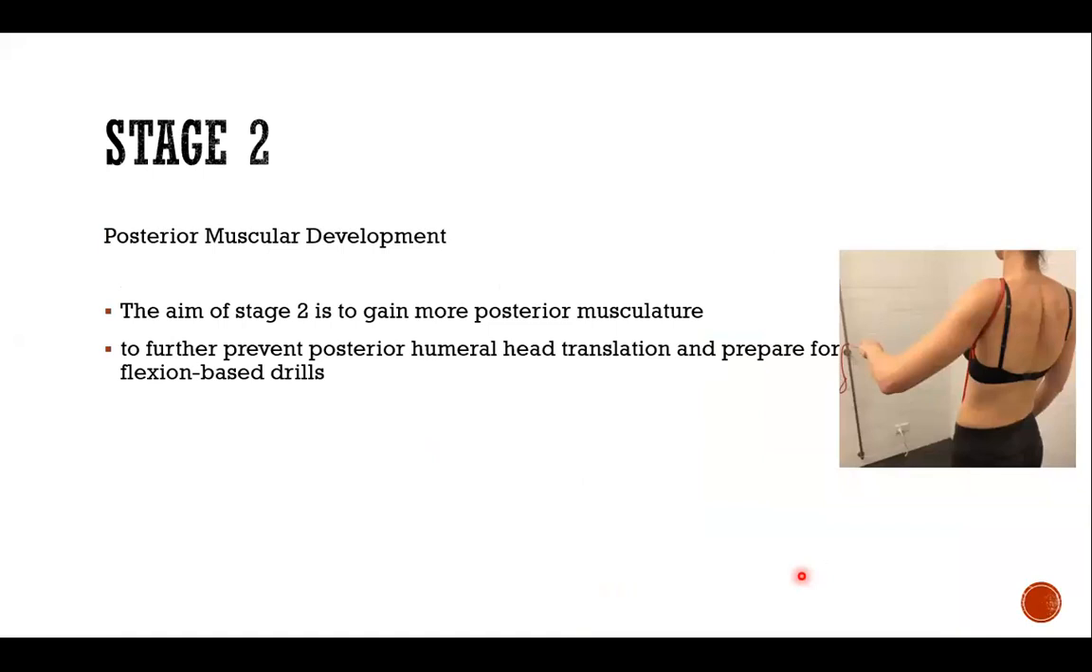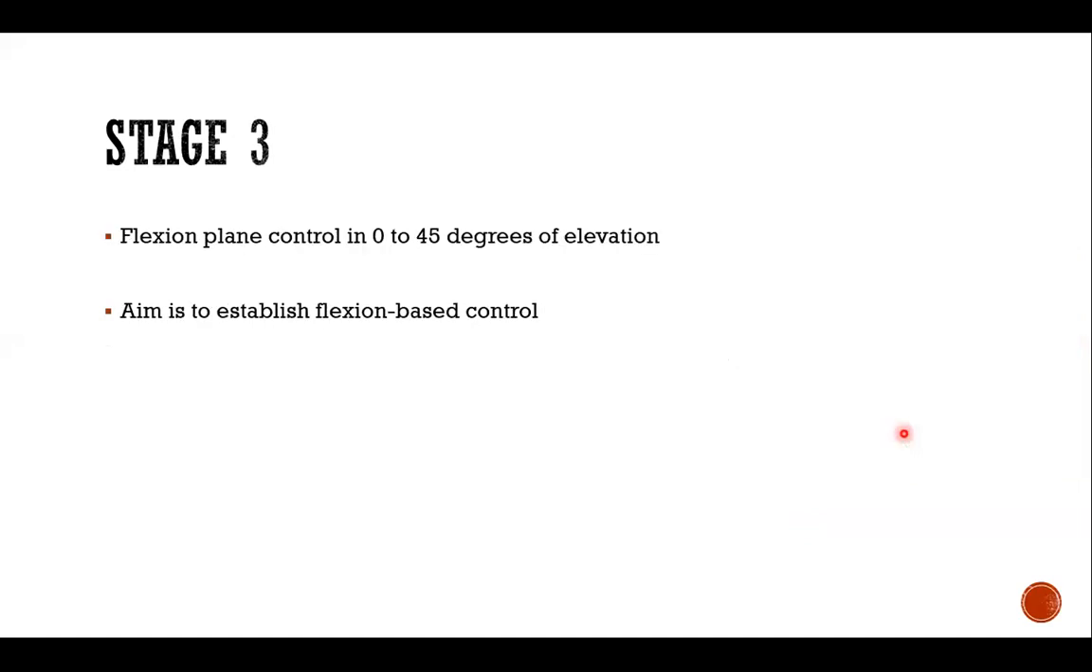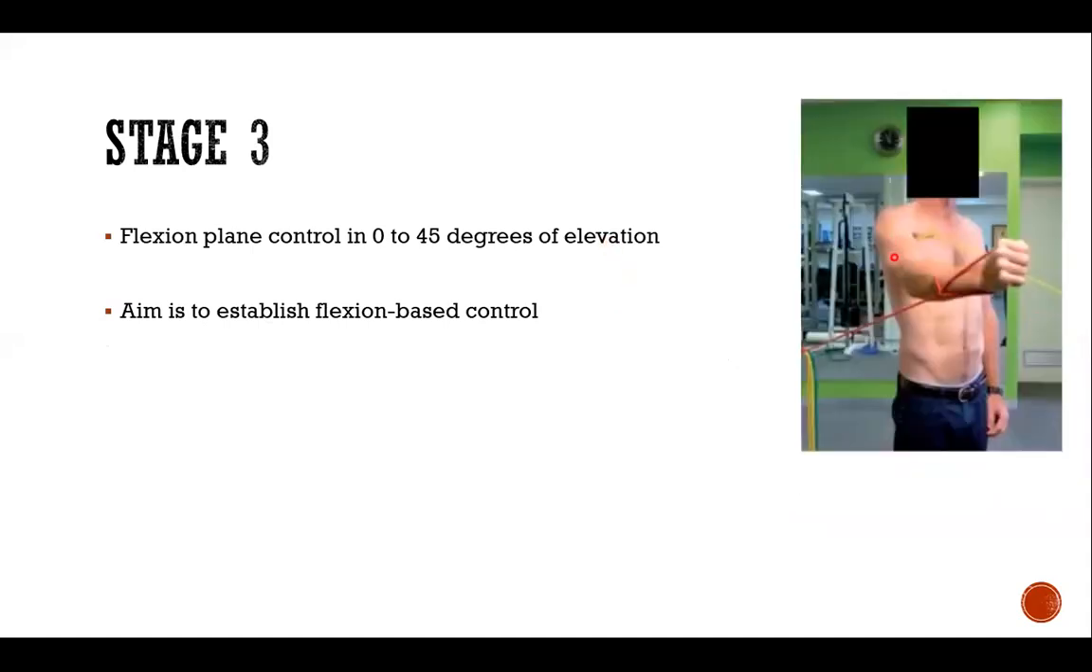Stage 2 is posterior muscular development. It aims to develop the posterior musculature. It is done against resistance using the bands, and this prevents posterior humeral translation and prepares for the next stage, which is flexion-based drills. Stage 3 is flexion plane control in 0 to 40 degrees of elevation. Initially it was by the side of the body. Now it is elevated in the coronal plane to around 0 to 45 degrees to establish flexion-based control.